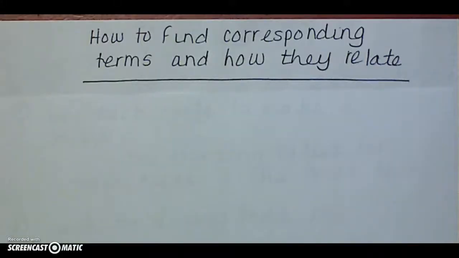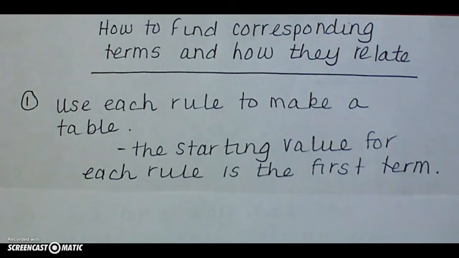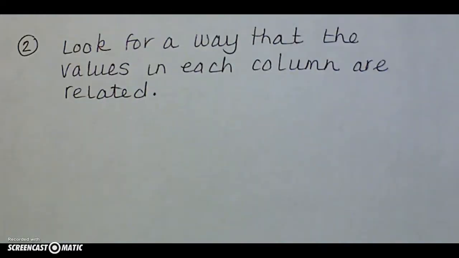So I'm going to give you notes on how to find corresponding terms and how they relate. First step will be to use each rule that you are given to make a table. The starting value for each rule is the first term. Second, you will then look for a way that the values in each column are related, just like we did with addition and subtraction and multiplication and division. You determine how they related to one another, those numbers, in order to figure out if it's plus, minus, multiplication or division, and then by what amount. And I'm going to show an example of that now.